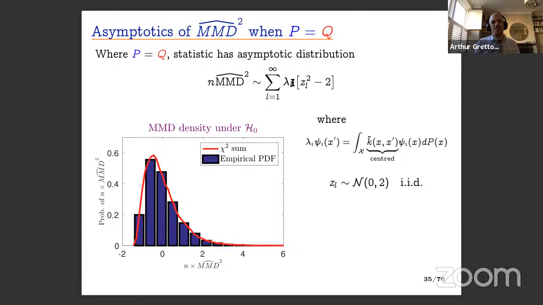And this is a little bit of a problem because I want a threshold for this distribution. Like, I want a quantile of this distribution such that I exceed this quantile, this threshold, with low probability when P and Q are the same. But it seems incredibly tough to compute quantiles of a distribution which is an infinite weighted sum of chi-squareds. So we're going to return to this problem.